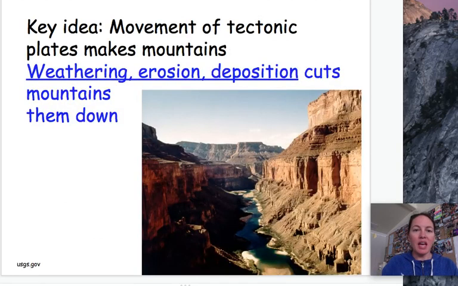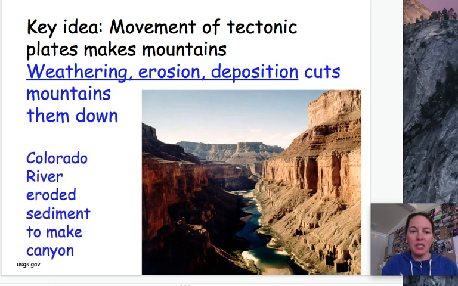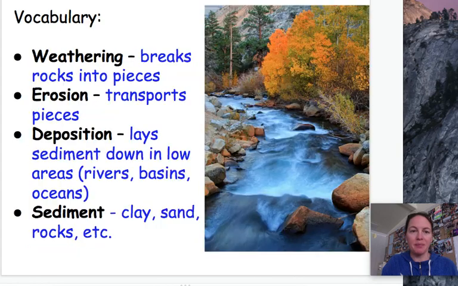So one of the key ideas is the movement of tectonic plates makes these mountains. The weathering, erosion, and deposition cuts these mountains down. If any of you recognize this photo, this is the Grand Canyon. And this is where we've had mostly water, some wind, break down particles in the rock and carry them away, creating a deeper and deeper canyon as time moves on. So this is the Colorado River that's eroding the sediment to make this canyon.